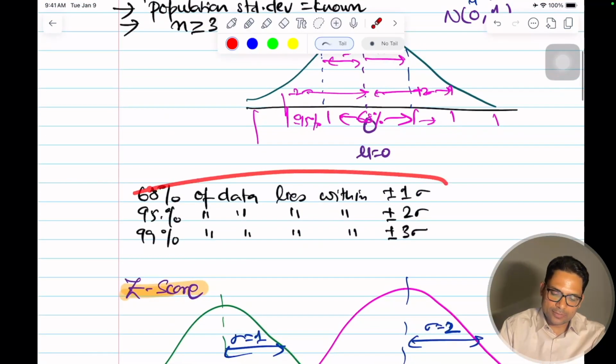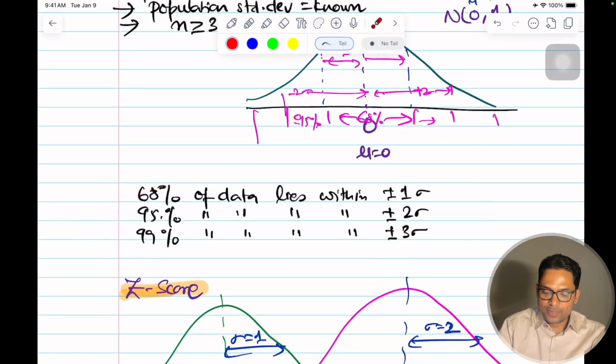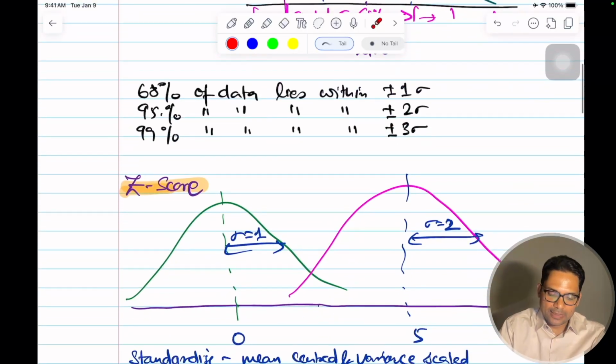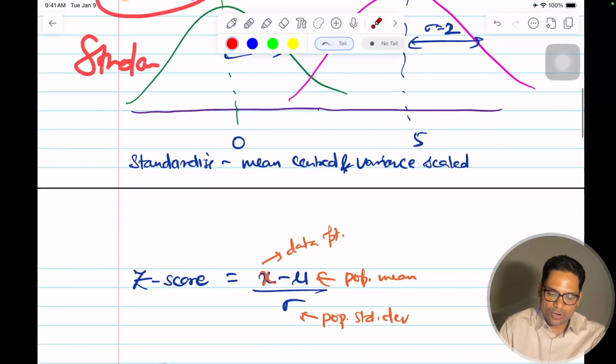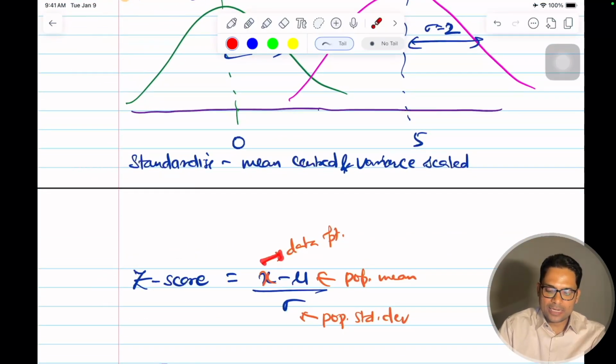And then we saw that within plus or minus 1 standard deviation we have 68% of data for a normal distribution, 95% of data within 2 standard deviations, and 99% of data within plus or minus 3 standard deviations. Then we saw the z-score, a standardized score for each data point. For each data point we subtract the mean and divide by the standard deviation. That's how we standardize it.